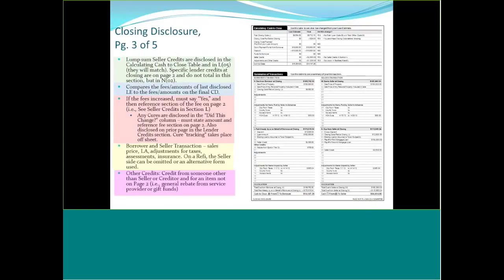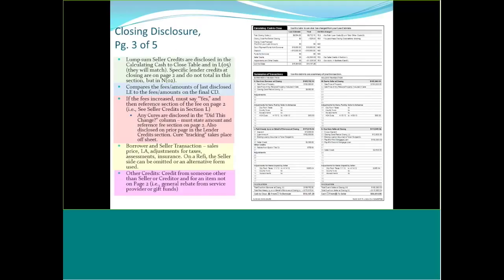Page 3 of the closing disclosure, and this page resembles in some ways our current HUD-1, especially in that summaries of transactions section. So the second 2/3 of that page, summaries of transaction, very similar to what we have currently on the HUD-1. The big changes are taking place in that calculating cash to close table at the top. Our HUD-1 currently has a comparison table. This is somewhat like that comparison table, but not as functional or as useful.